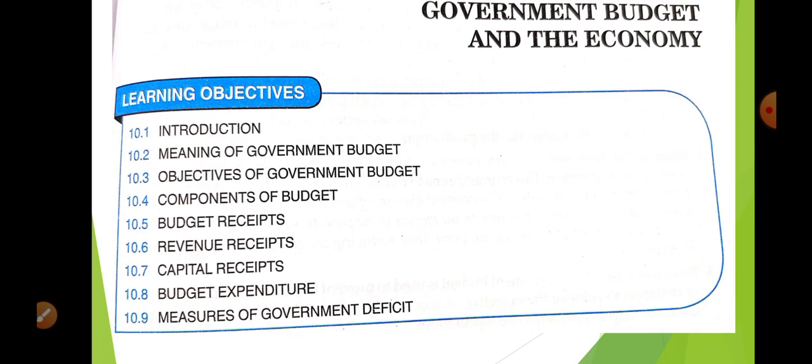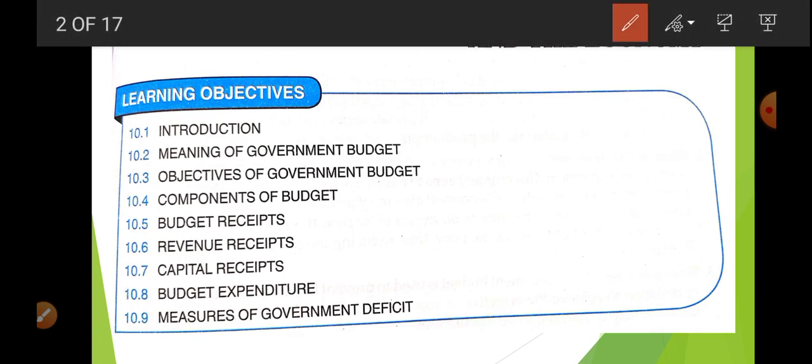In this chapter, we are going to cover these topics: meaning of government budget, objective of government budget, components of budget, budget receipt, revenue receipt, capital receipt, budget expenditure and measures of government deficit. So these are the topics that you have to learn in this chapter.